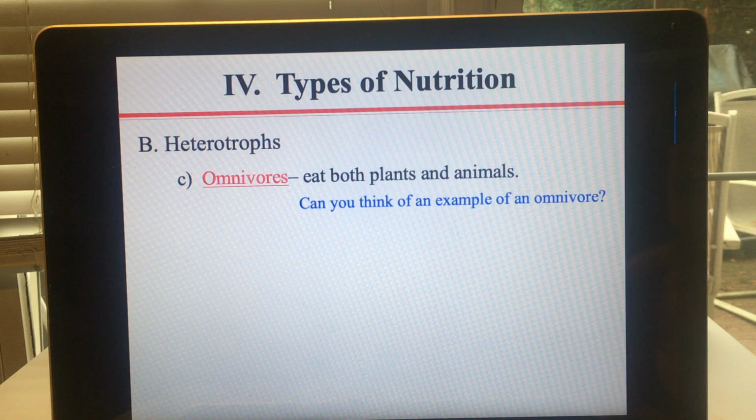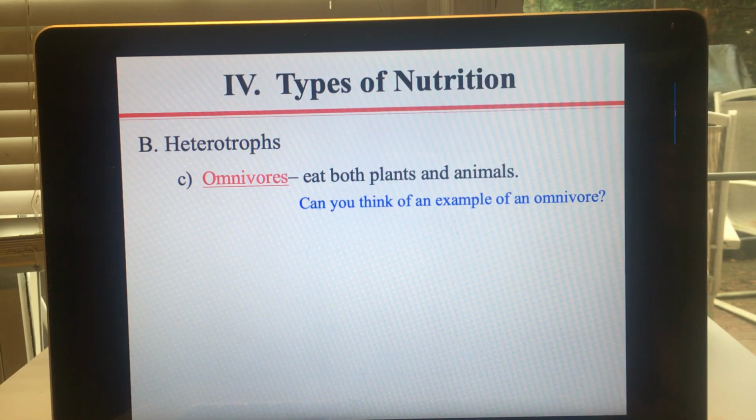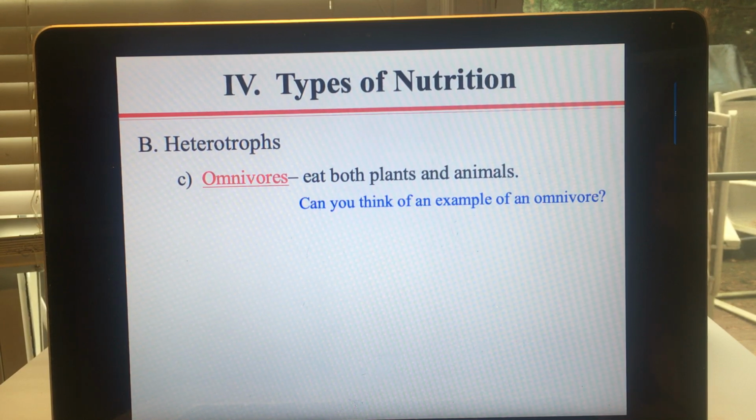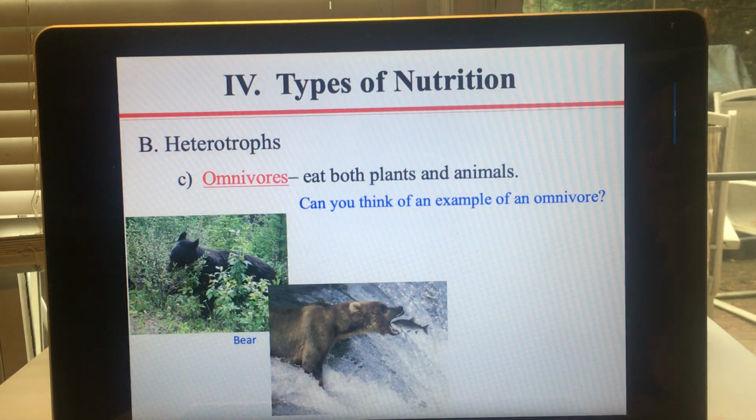Omnivores eat both plants and animals. We, as humans, are examples of omnivores, and somebody always asks, well, what about vegans? And while it's true that there are some people who are vegans and only eat plants and plant products, considering that most humans eat both plant and animal products, humans would be considered omnivores.